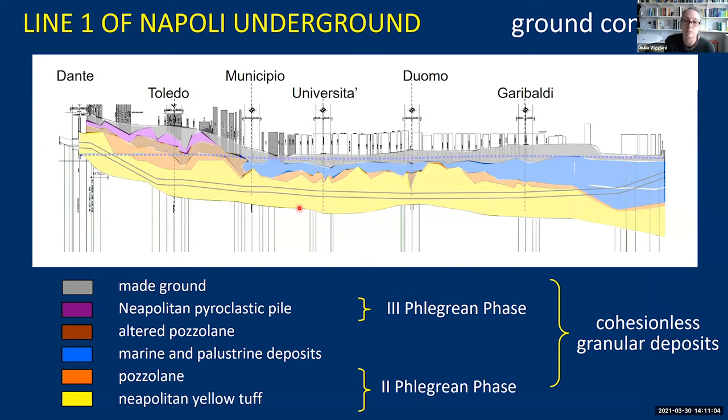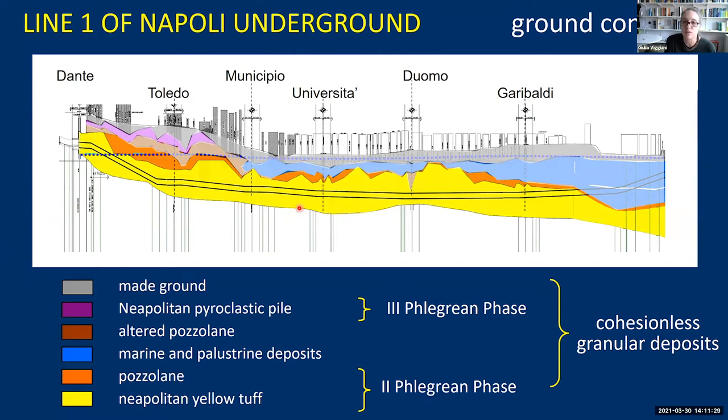All the natural deposits within the depths of interest are geologically very recent. They were formed in a relatively short period of time. The yellow tuff and the pozzolanas, at the bottom of the geological series, were deposited as pyroclastic flows during the second active phase of the Phlegraean fields. We saw that the Phlegraean fields are just west of the city.